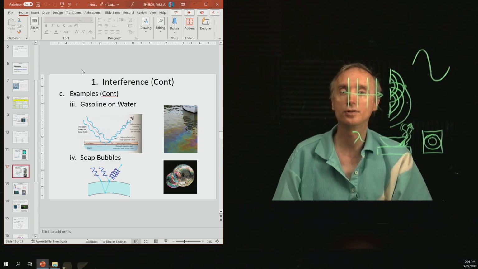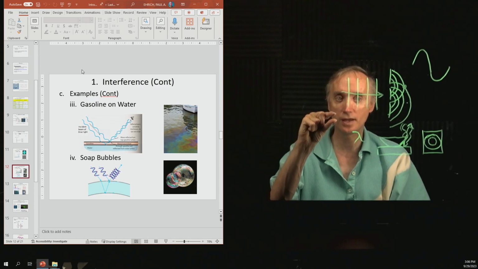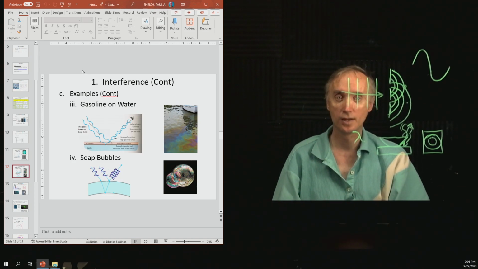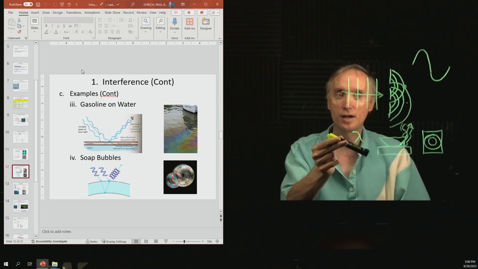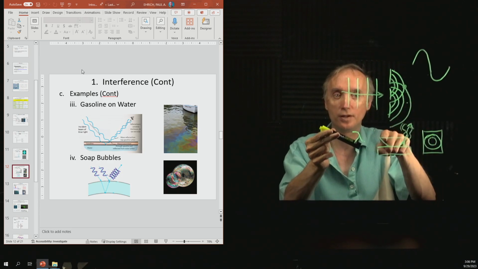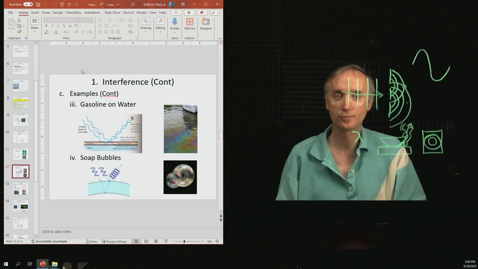And it could go into your eye either constructively or destructively, depending on the wavelength of the light, and also depending on the thickness of the gasoline or the thickness of the soap bubble. And then it does depend on the angle, so if the light's coming in like this, you might get constructive, but if the light's coming in like this, it could be destructive. And so that's why you see different colors.